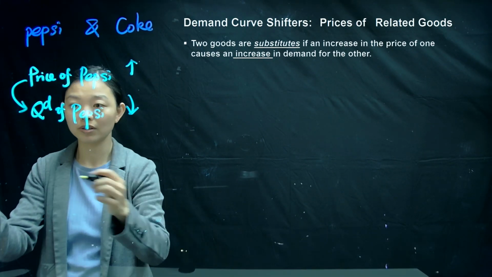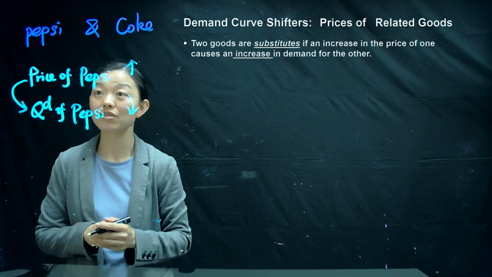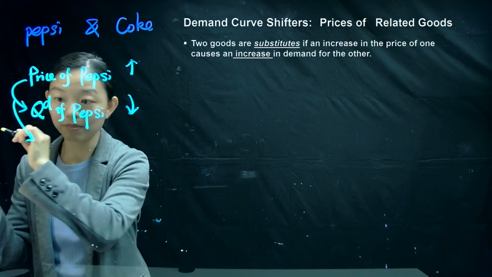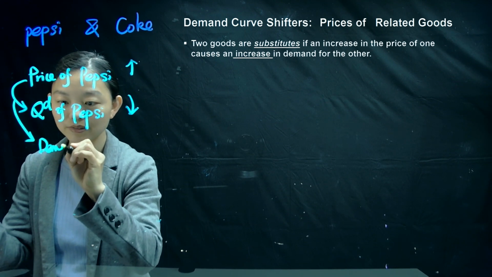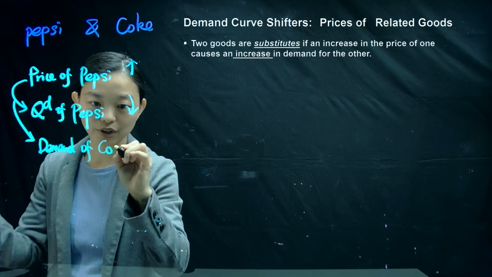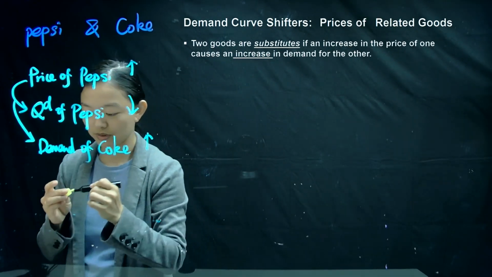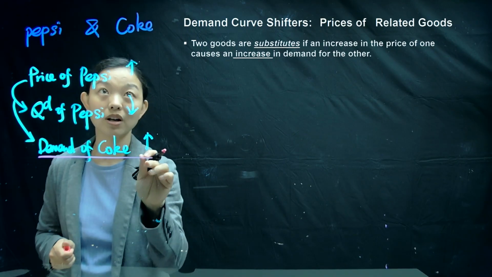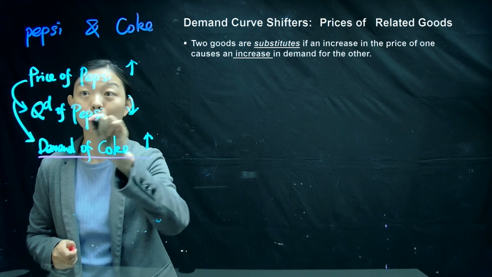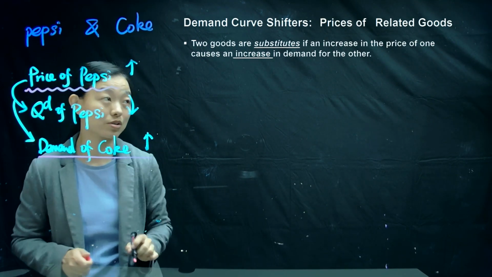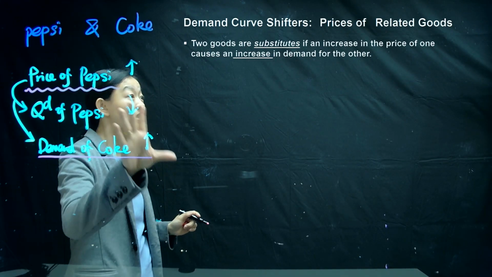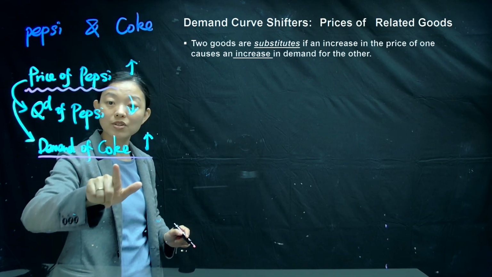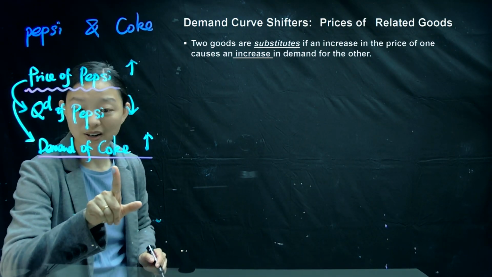And what happens to Coke? Anything change in Coke price? Nothing changes in Coke price, right? But it will also have another impact. The demand of Coke increases. We can notice this increase in demand for Coke is not because of a change in Coke's price, it's because of Pepsi's price change. So we say two goods are substitutes if an increase in the price of one good causes an increase in demand for another.